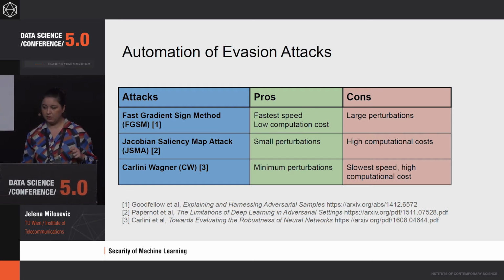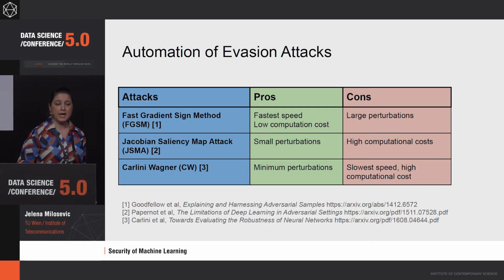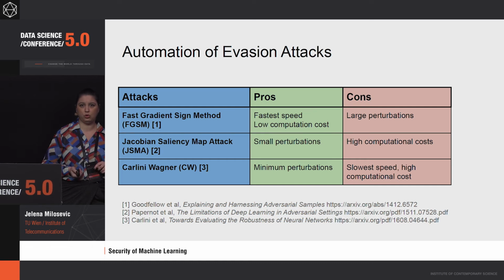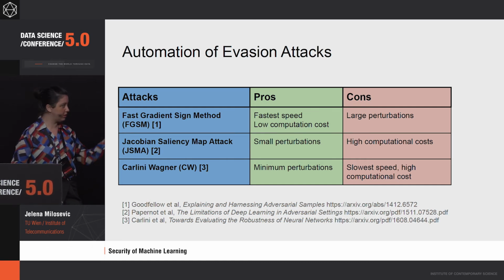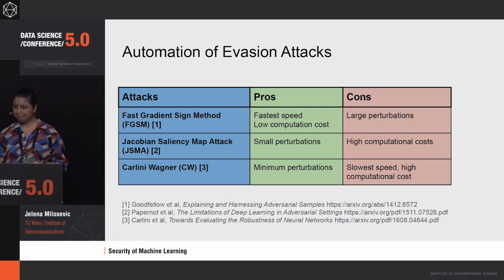But recently, a very, very powerful attack appeared that is called Carlini-Wagner. And this attack now creates perturbations that are almost invisible to the human eye and still cause misclassifications. Just the problem with this one is that it is slower than FGSM and JSMA, the other attacks.